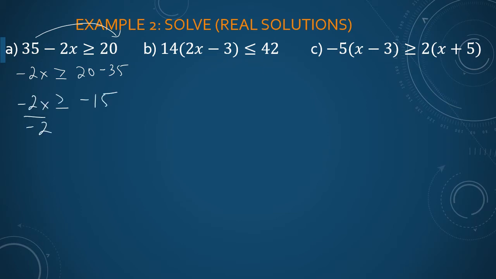Divide both sides by negative 2. Don't forget, what did we just talk about? Flip the inequality when you divide by a negative. 15 over 2, or 7.5.